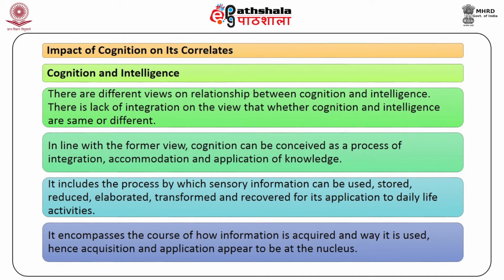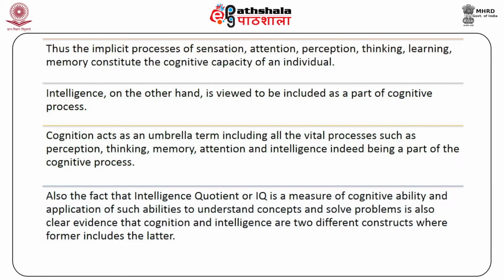It includes the process by which sensory information can be used, stored, reduced, elaborated, transformed, and recovered for its application to daily life activities. It encompasses the course of how information is acquired and the way it is used. Hence, acquisition and application appear to be at the nucleus. Thus, the implicit process of sensation, attention, perception, thinking, learning, memory constitute the cognitive capacity of an individual.